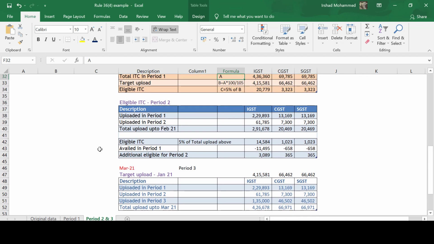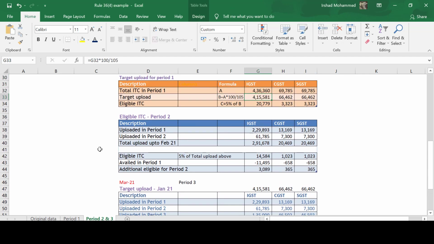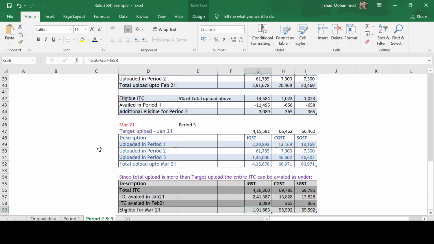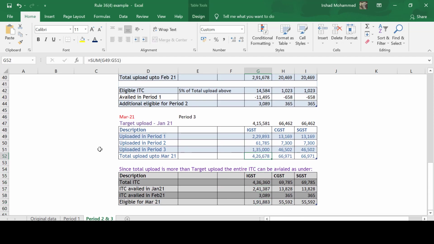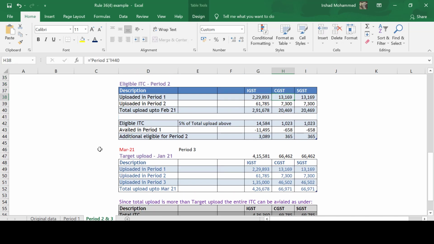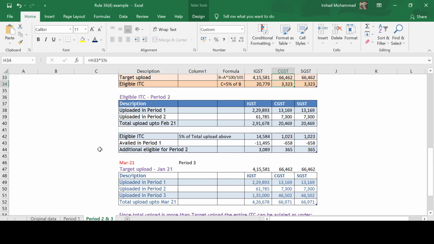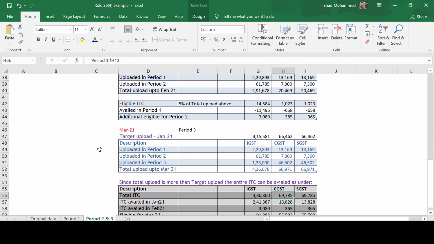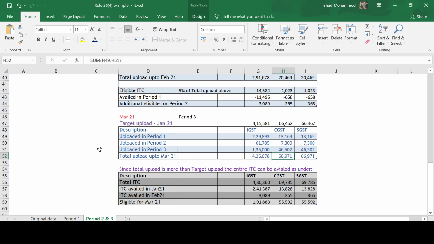What is our target upload? Our target upload is 4,15,581. And what is the total upload? You can see here 4,26,678, and CGST total upload is 66,970, which is more than the target upload. Since the actual upload is more than the target upload, the entire ITC for January 2021 becomes eligible.